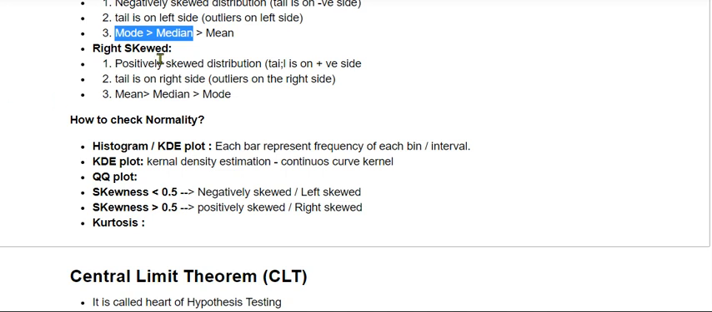So how can we check the normality of the curve? First, you can draw a histogram or KDE plot, which directly gives you an idea about normality. KDE plot is kernel density estimation, a continuous curve. You can also plot a QQ plot. Then you can check the skewness: if it is less than 0.5 in the negative direction, it's negatively skewed; if it is greater than 0.5, it's positively skewed. And on the basis of the kurtosis as well, you can check the normality of the curve.